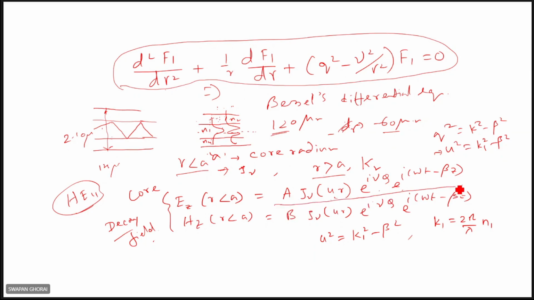And similarly, for the magnetic field, we can consider the constant will be different. Other things will remain the same. Here U square is K1 square minus beta square, K1 equals omega square mu epsilon, equal to 2 pi by lambda. If you write epsilon in terms of refractive index, it will be 2 pi by lambda times N1, the refractive index of the core, right?